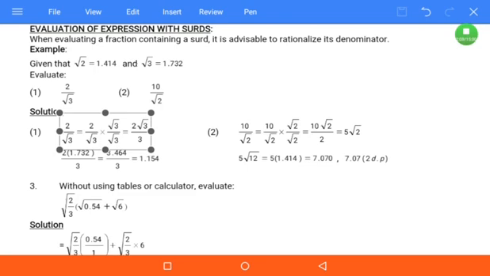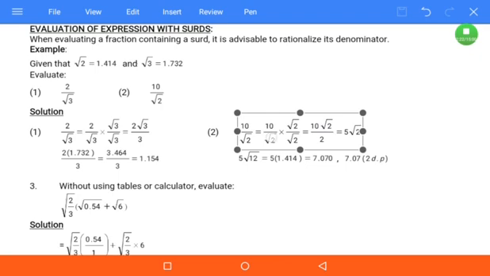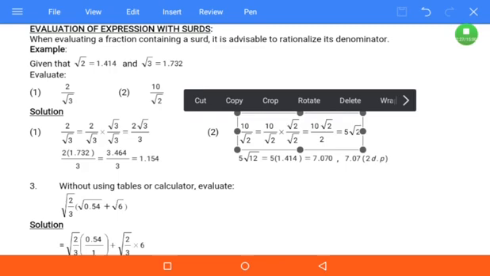Look at example 2, 10 over root 2. What do we do in this case? The same thing. We rationalize, okay, that 10 over root 2 gives us 10 over root 2 times root 2 over root 2. And that will give us what? 10 times root 2 should give us 10 root 2. And root 2 times root 2 should give us 2. So we have 10 root 2 over 2.